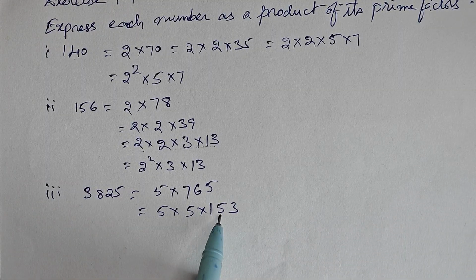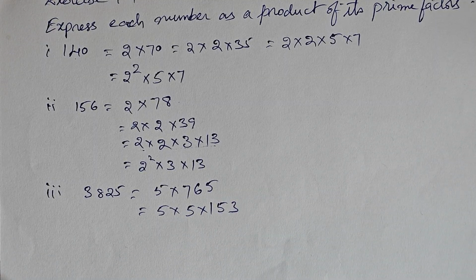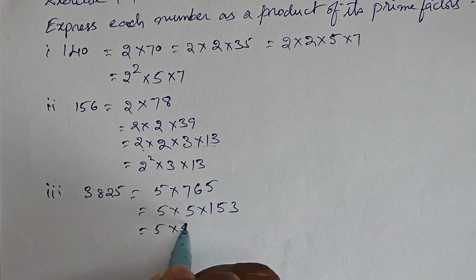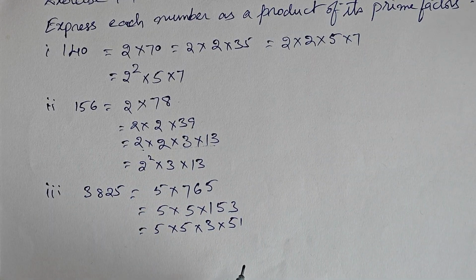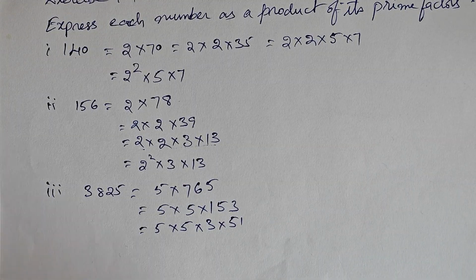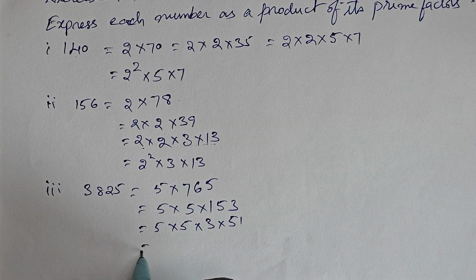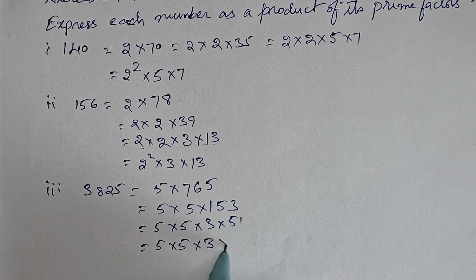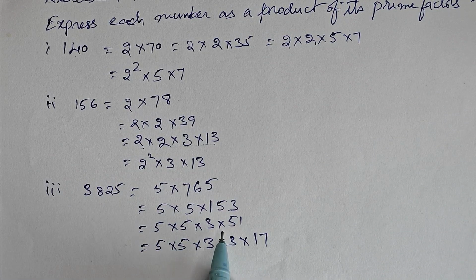If we add 1 plus 5, it's 6, plus 3 is 9. If you recall the divisibility rule of 3, if the sum of the digits is divisible by 3, the number is divisible by 3. So 153 is divisible by 3: 3 times 51. For 51, if you add the two digits, 5 plus 1 is 6, and 6 is divisible by 3. So I can further write 51 as 3 times 17, because 3 times 17 is 51.